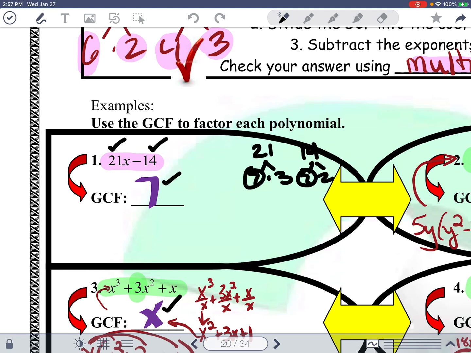And because 21x is a term with a variable, and 14 is just an integer, a constant, it doesn't have an x attached to it, you stop right there. That's your greatest common factor, 7. You don't even look at the variable because both terms don't have the same variable. So you can't do anything with that. You just pull out the greatest common factor, and in this case of 21x minus 14, it is 7.